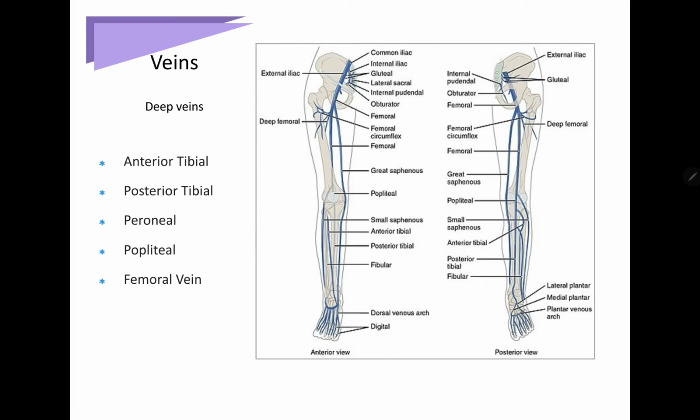Now we'll see the veins. Veins are again divided into superficial, deep and perforator veins. First we'll see the deep veins. These are veins which mainly run along with the arteries.